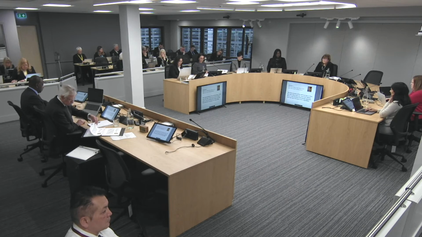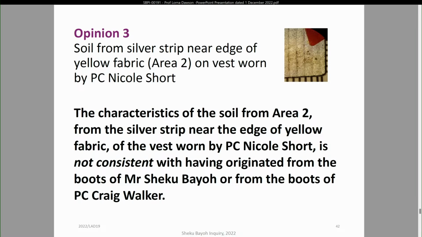Let's move on to slide 42. Again, Professor, can you share this conclusion with us? We're now moving on to the middle of the 3 traces on the vest, that of Area 2, at the top of the silver reflective strip on the vest worn by PC Nicole Short. The characteristics of the soil from Area 2, from the silver strip near the edge of yellow fabric of the vest worn by PC Nicole Short, is not consistent with having originated from the boots of Mr. Sheku Bayo or from the boots of PC Craig Walker.